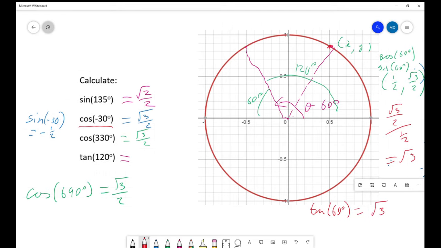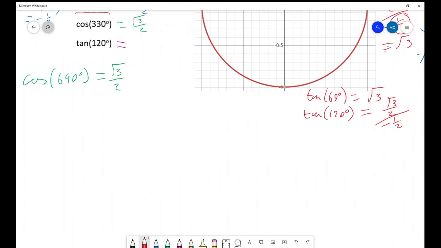What about our tan of 120? Well, we're going to calculate it in exactly the same way, except that when we're calculating this, our cosine value, our x value, must be negative. So it's going to be root 3 over 2 over negative a half, which is going to give us exactly the same answer, only tan 120 degrees is going to be negative root 3.